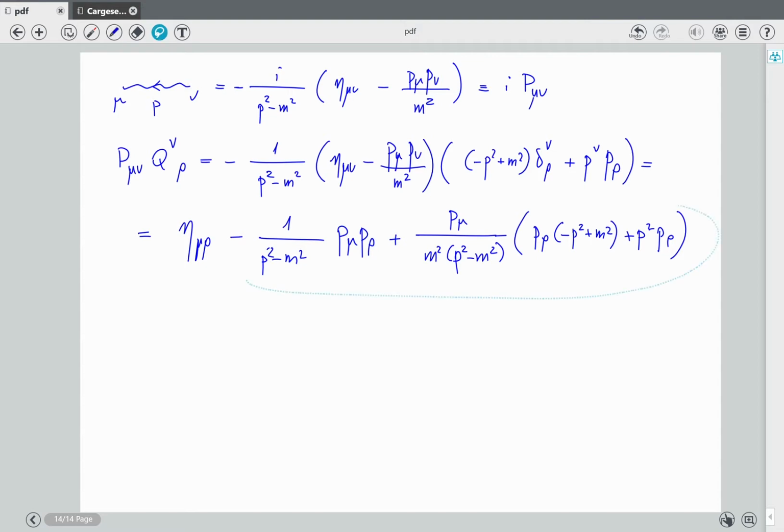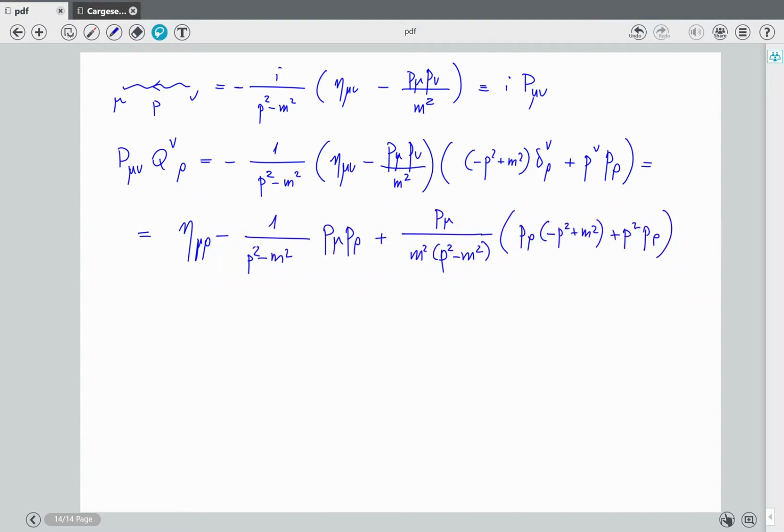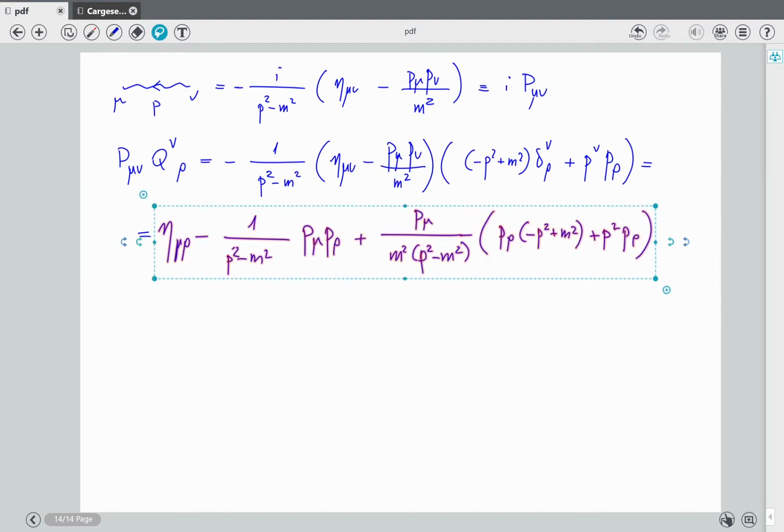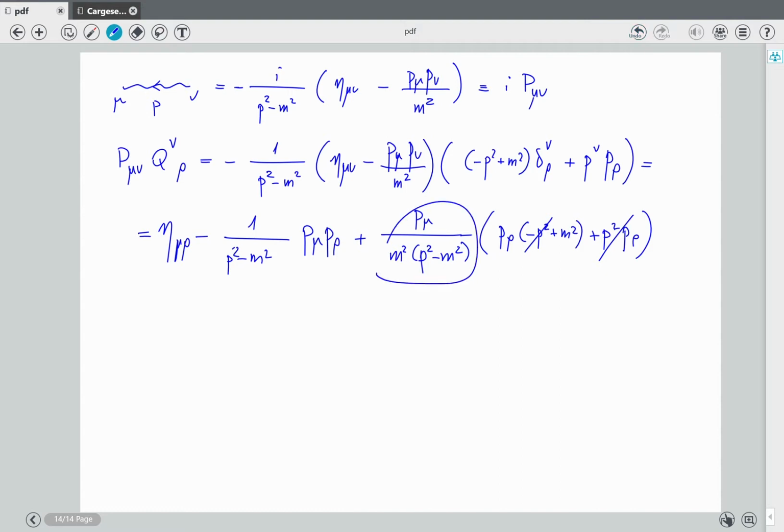Okay. Now let's check these objects. Here there is already a simplification because we have minus p squared p rho plus p squared p rho. And here we remain with p rho m squared divided by m squared as p rho. So p mu p rho divided by p m squared minus m squared cancels that precisely, which means that this is equal to eta mu rho, as we wanted.